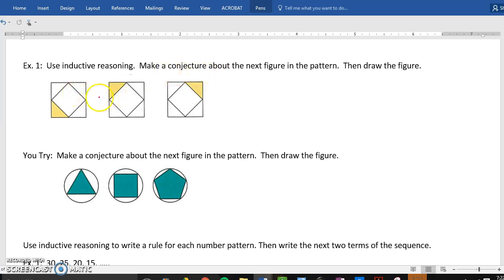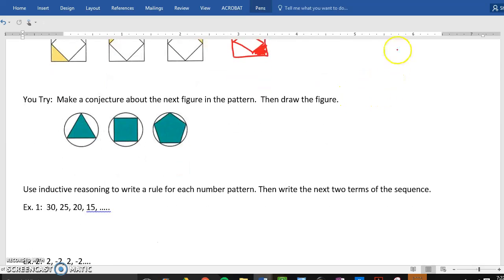Okay, as we look at each figure, the only difference is this yellow triangle is in a different spot. And what do we notice? We're using inductive reasoning to show that it is rotating around the square. So now that we've determined the pattern, we can go ahead and redraw this pattern. My artistic skills are quite awful. And draw that in. Okay, so that would be the next figure in the pattern.